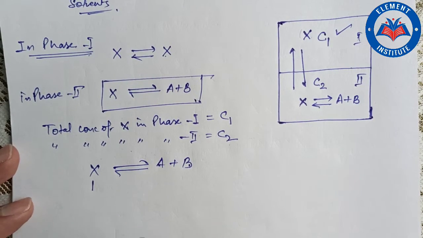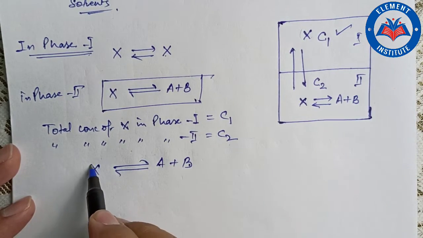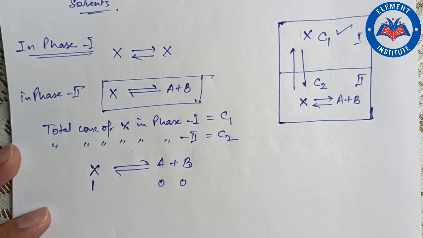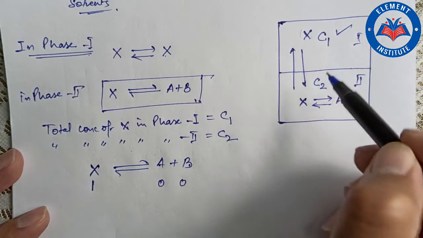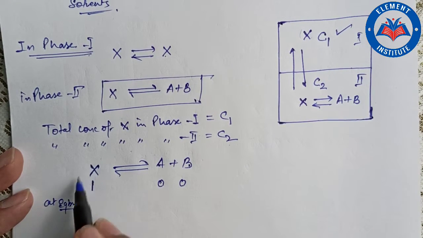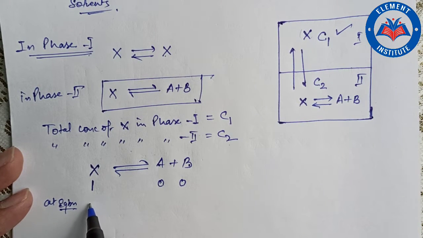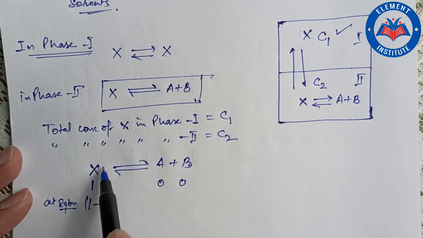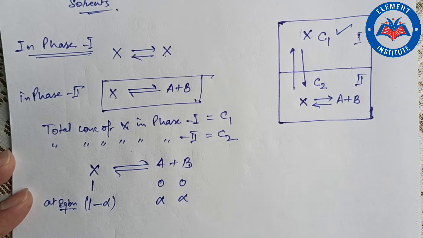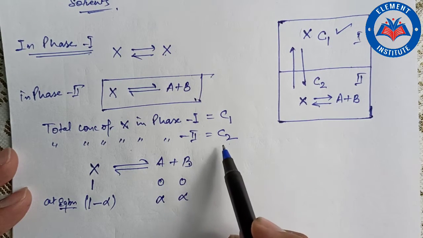Now suppose initially there is one molecule, and after attaining the equilibrium let X undergo dissociation in phase 2, so initially it will be 0. When the equilibrium is attained, at the equilibrium position let alpha molecules of this X, that is the solute, undergo dissociation. So what will be left behind? The 1 minus alpha will be X, that is the undissociated molecules, and alpha will be the molecules formed. Okay, now what is the total concentration of C2?